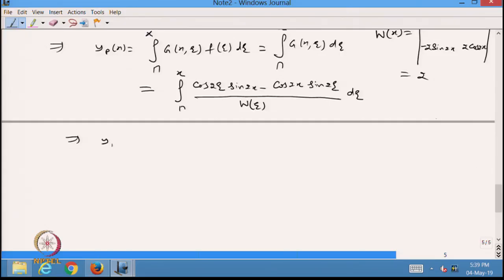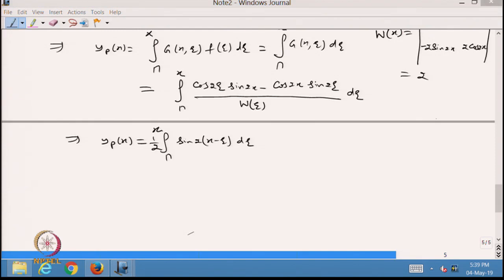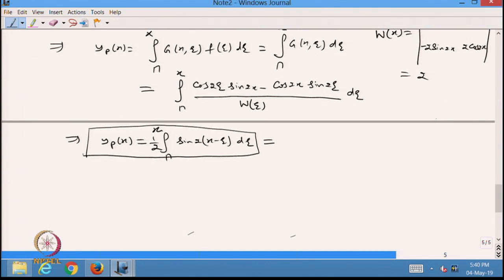So, from here I can define my y_p(x) from π to x, and this will be half, so 1 by 2, and this one I can write as sin 2(x minus ξ) dξ. Okay. So, this one I can define from here, and if I solve this one, so this is my y_p(x).